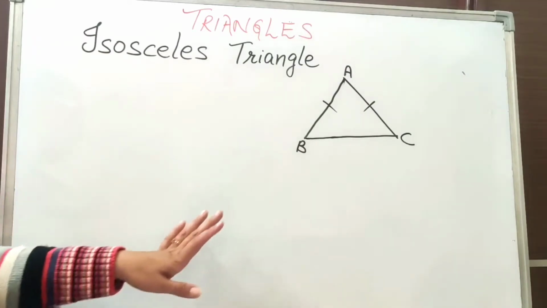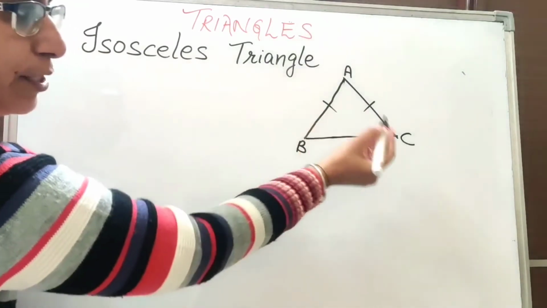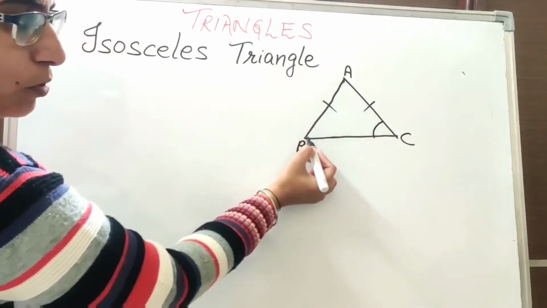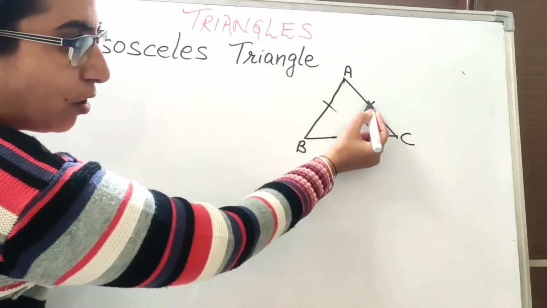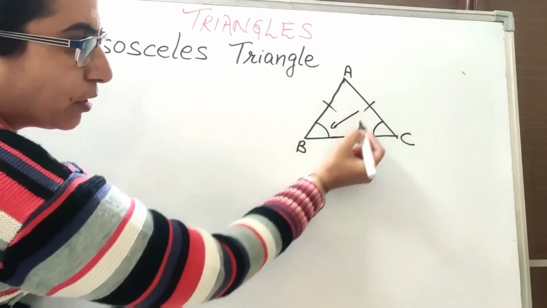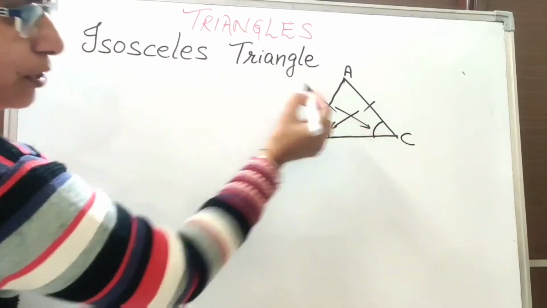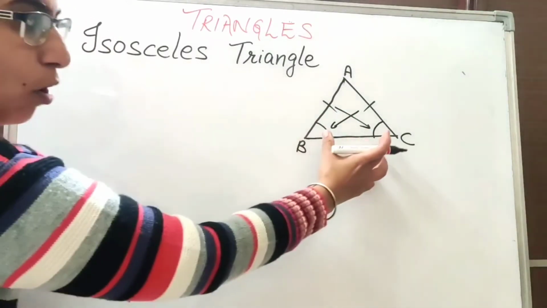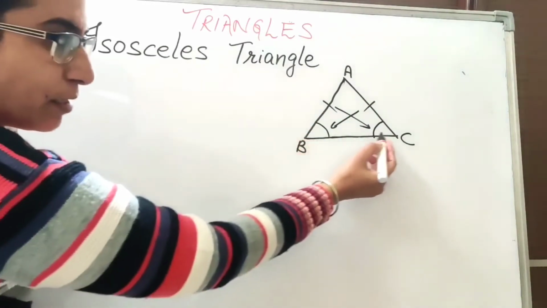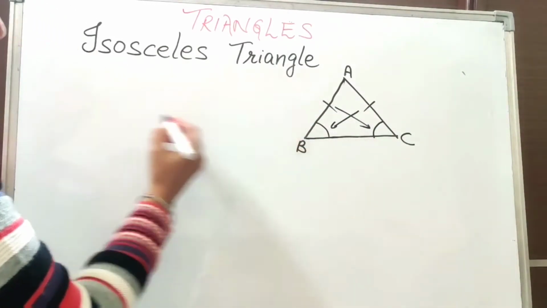So when two sides are equal, then consider the angle opposite to the equal side. This angle C is opposite to side AB, and the angle opposite to side AC is B. So the angles opposite to equal sides are also equal. These angles are also known as base angles.